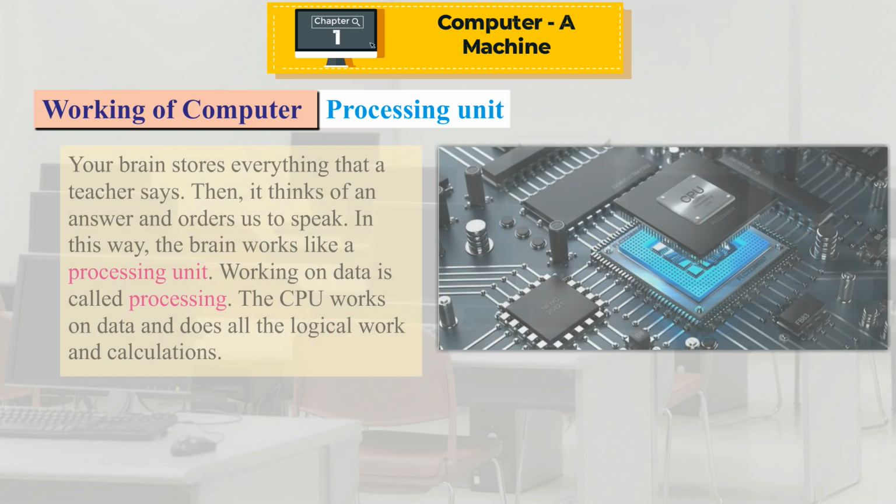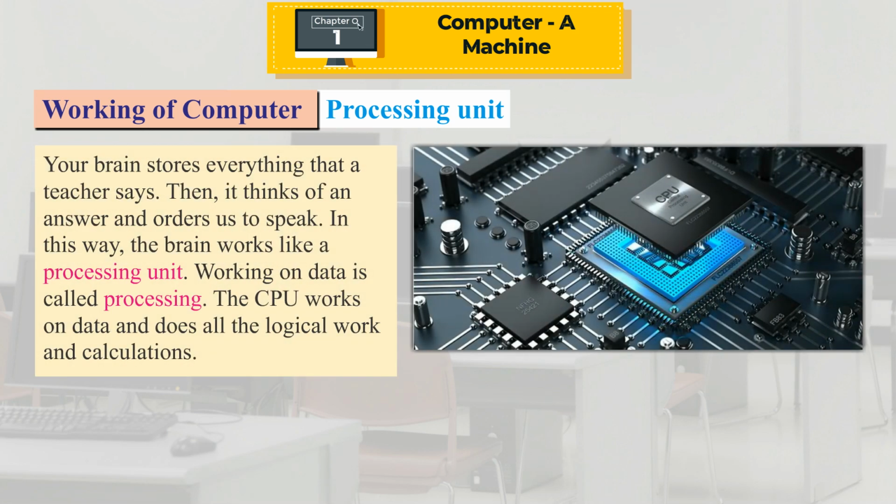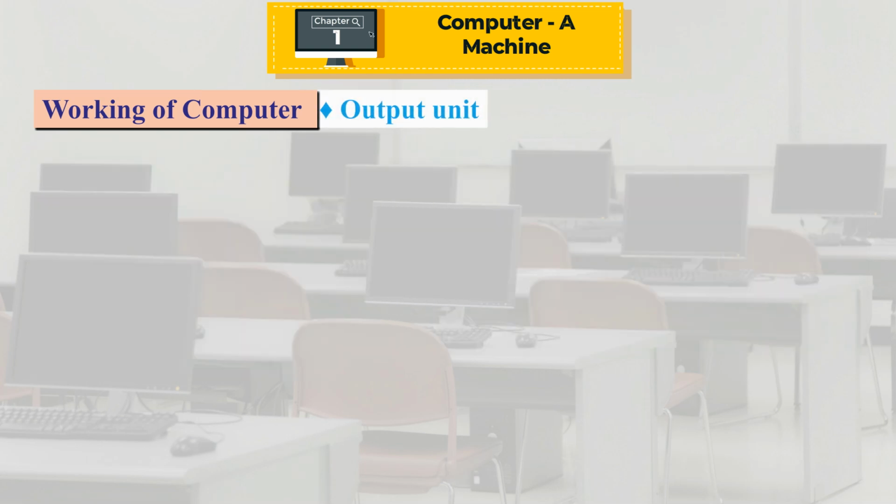Processing unit: your brain stores everything that a teacher says. Then it thinks of an answer and orders us to speak. In this way, the brain works like a processing unit. Working on data is called processing. The CPU works on data and does all the logical work and calculations.